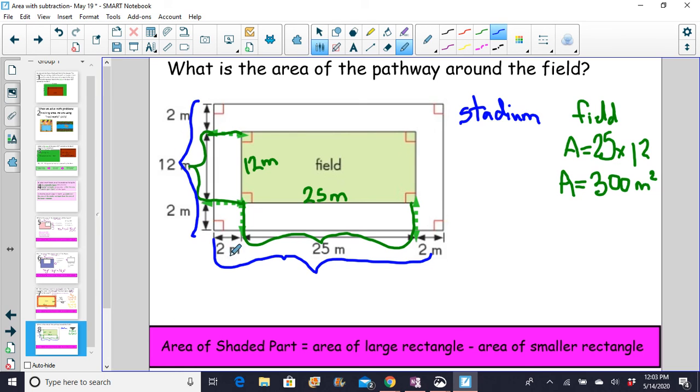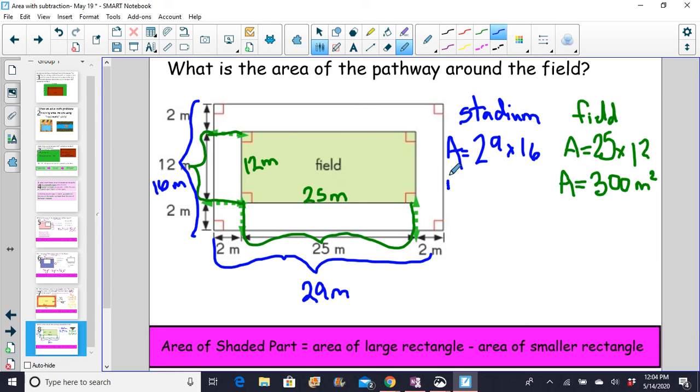So for the length, I have 2 plus 25 plus 2. So 25 plus 2 is 27, plus another 2 is 29 meters. So we have 29 meters for the length. And my width, I have 2, 12, and 2. So 12 plus 2 is 14, plus another 2 is going to be 16, a total of 16 meters. So to find the area of the stadium, I have to multiply 29 meters by 16 meters.